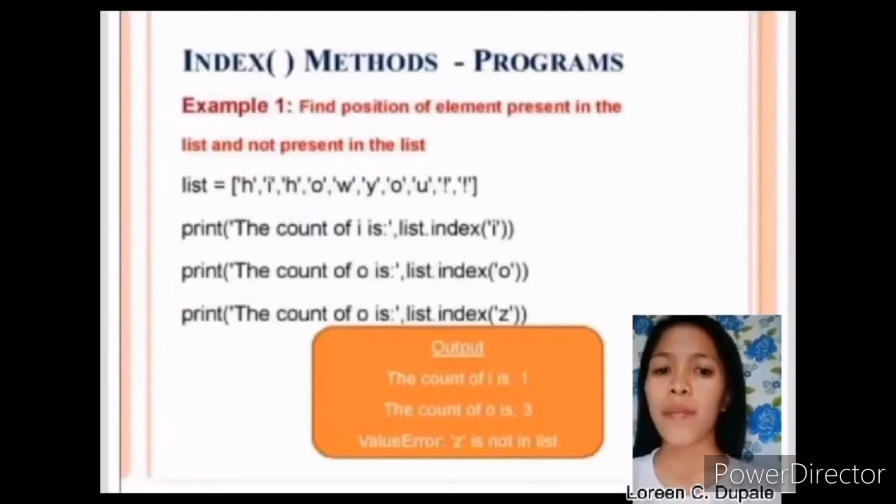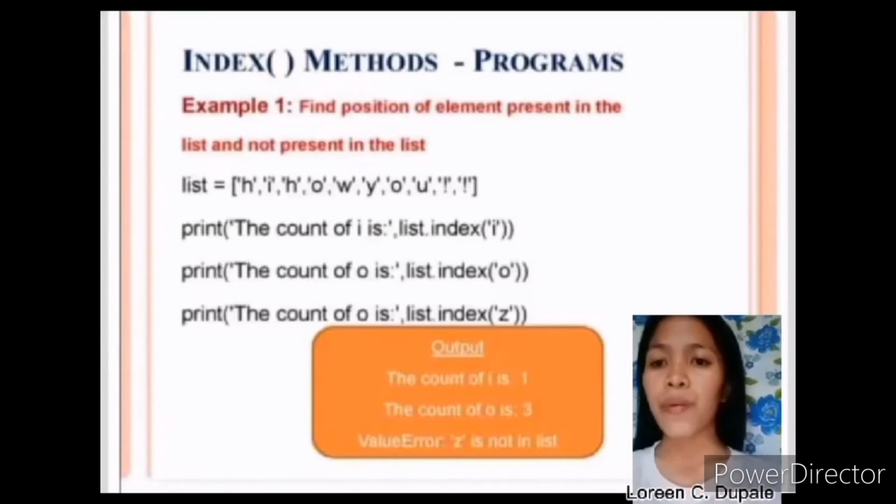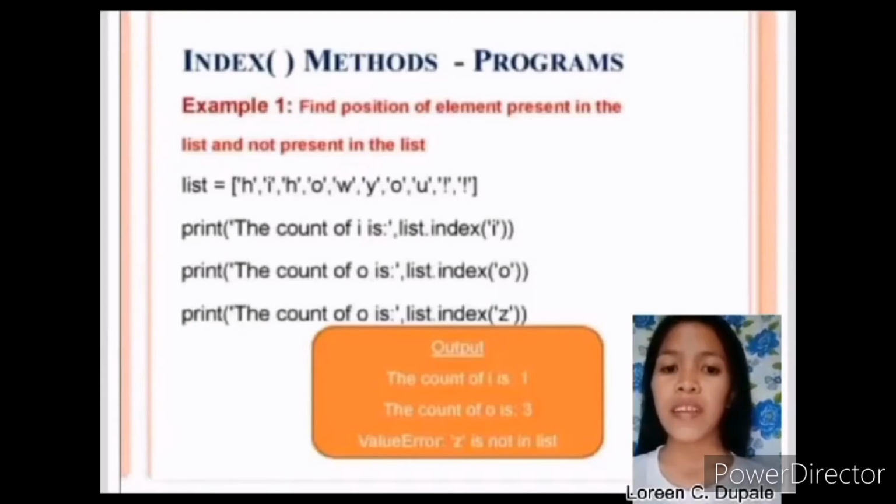And this is the example. list = ['H', 'I', 'H', 'O', 'W', 'O', 'U', '!', ...]. print the count of I is list.index('I'). Print the count of O is list.index('O'). Print the count of Z is list.index('Z'). And the output is the count of I is 1 and the count of O is 3. The ValueError: 'Z' is not in list.